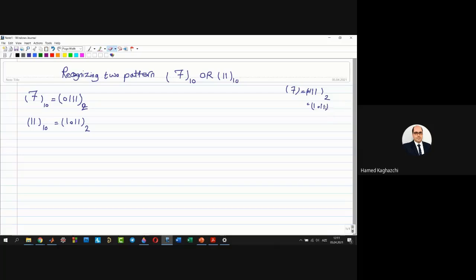Now I want to design my logic circuit. Look at here. We said that we have to convert the bit that is 0 to 1. It means that if I write the logic equation of this pattern, what can I write?